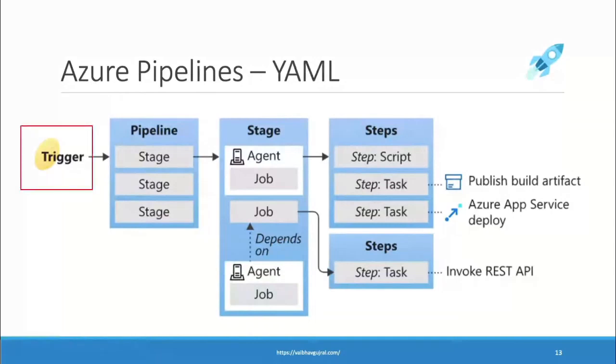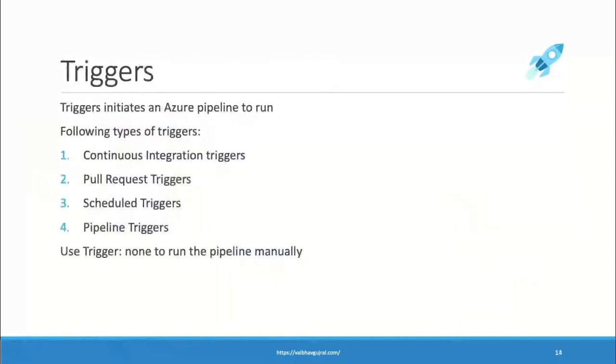Let's talk about triggers. A trigger is the initiation point for a pipeline. A trigger is an event or action that initiates an Azure pipeline to run. It could be as simple as a code check-in. We can categorize triggers into four broad categories. The first one is the continuous integration trigger, which gets triggered whenever a code change is pushed into a branch in the repo.